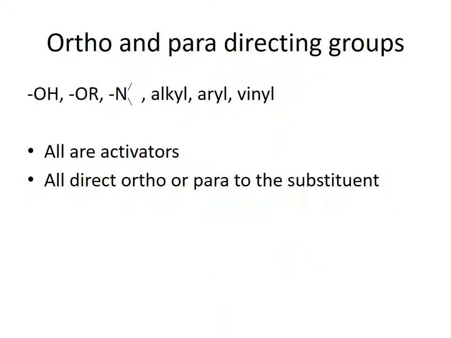Okay, some groups will direct ortho and para. All of the activators you see here, oxygen adjacent to the ring, nitrogen adjacent to the ring, and carbons adjacent to the ring, all of these are activators, and all the activators direct substituents to be added to the ortho and or para position. Para is favored more because there's more room there. Ortho is adjacent to the substituent that's already there, so steric hindrance can play a part and reduce the amount that goes to the ortho position. But both usually are formed.